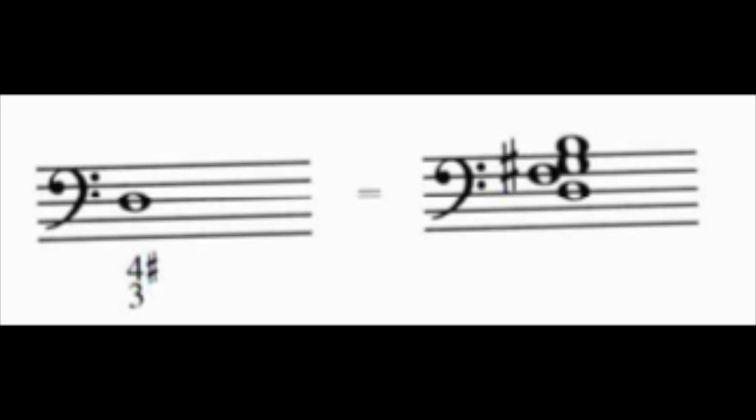So an accidental next to an Arabic number in the figured bass could be used to raise a note. So here we have a D, and underneath, if it said 4-3, we would know that that's a second inversion seventh chord. But what happens if you want that root note to be raised? You could just put a sharp next to the note that it attends to.